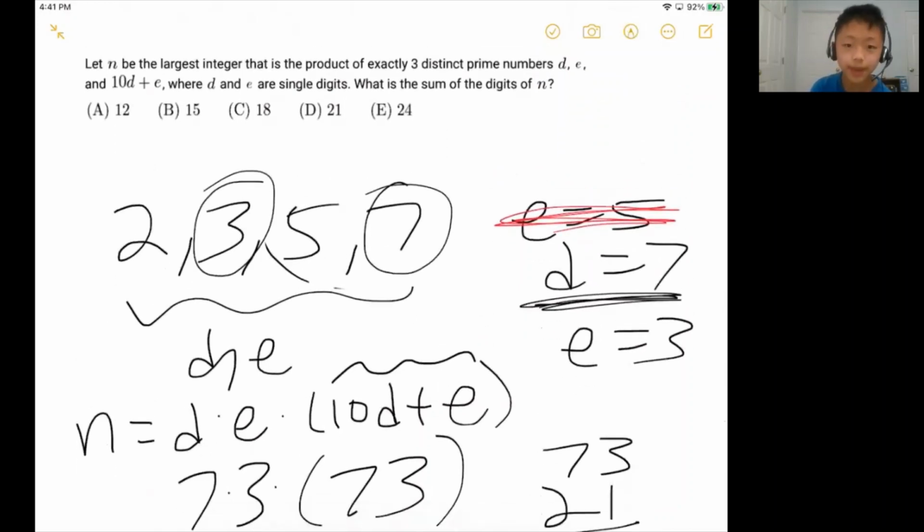I think this question was mainly logic. You logically want to make d and e as large as possible. And you know that 7 and 5 are the largest possible numbers and they don't work. So you try the next largest, which is 7 and 3, which do work. So it's just use your logic.